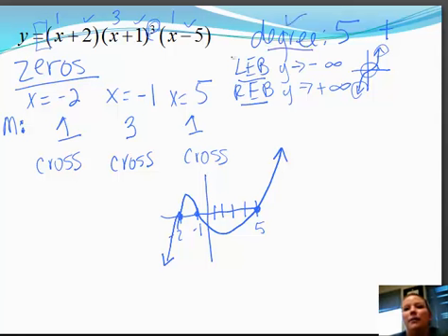So you find the degree. That's number 1. You find the left and right end behavior. Graph the zeros. Find their multiplicity. And then you're easily able to sketch the graph.